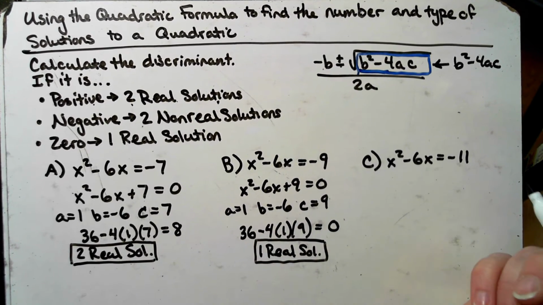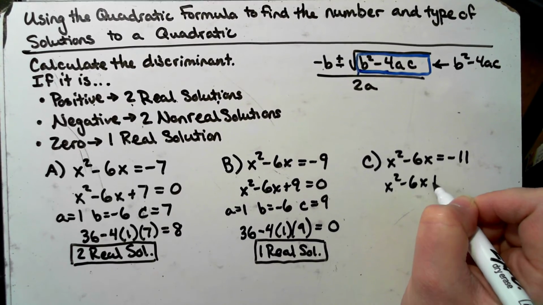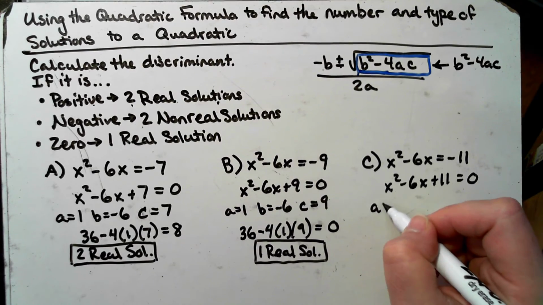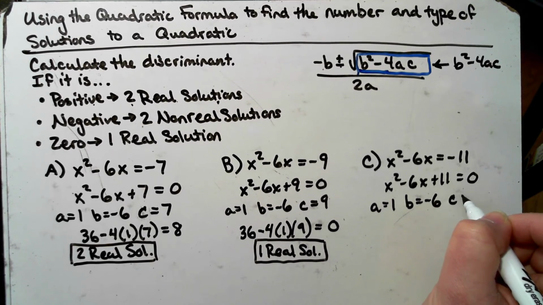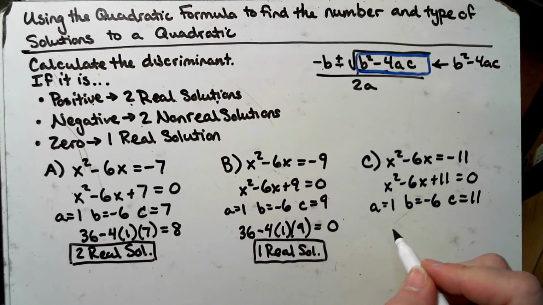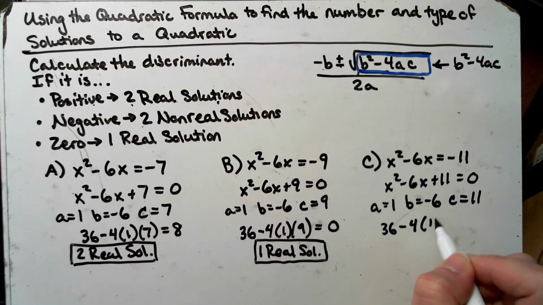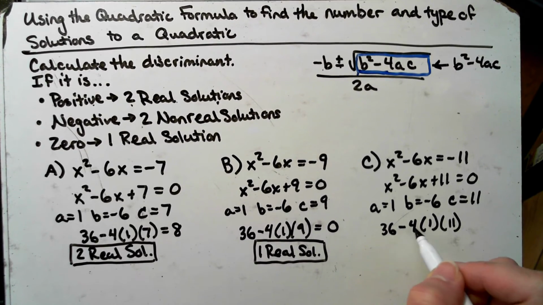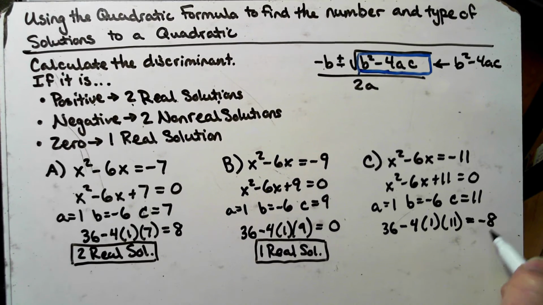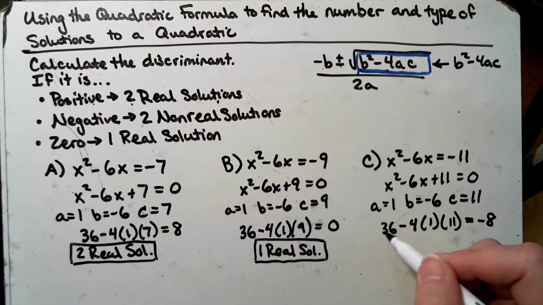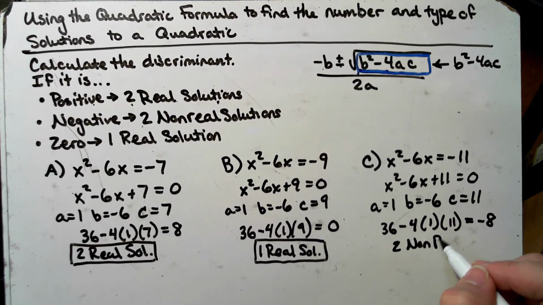Okay. Now for my last example, again, I'd get everything to one side. a is 1, again, because there's no number there. b is negative 6, and c is 11. Okay, and now I have b squared, so 36 minus 4 times 1 times 11. So that's 36 minus 44. And again, it's not really important to know that that comes out to negative 8. What's important to know is that it does come out to a negative because it's 36 minus a larger number. So there are two non-real solutions.